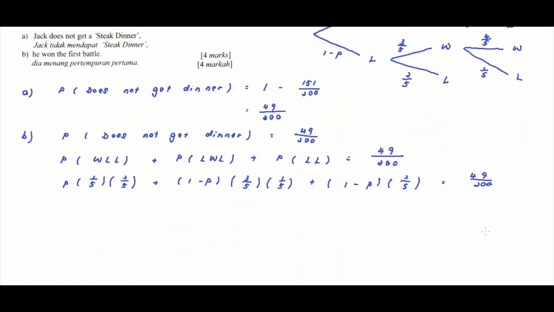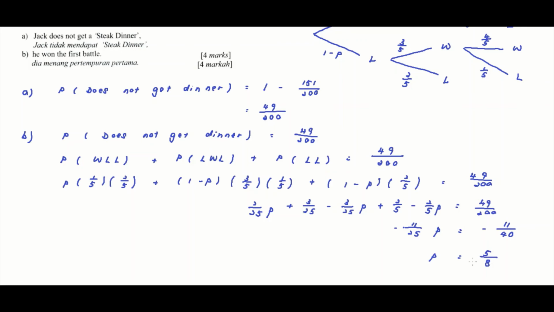Expand whatever you need to do here. For this case, you will be able to get 2 over 25 P. Then moving on to this one, plus 3 over 25 minus 3 over 25 P. And the last one, plus 2 over 5 minus 2 over 5 P. You can move things around, then simplify and get your answer. You'll get negative 11 over 25 P equal to negative 11 over 40, and your last answer will be P equal to 5 over 8.